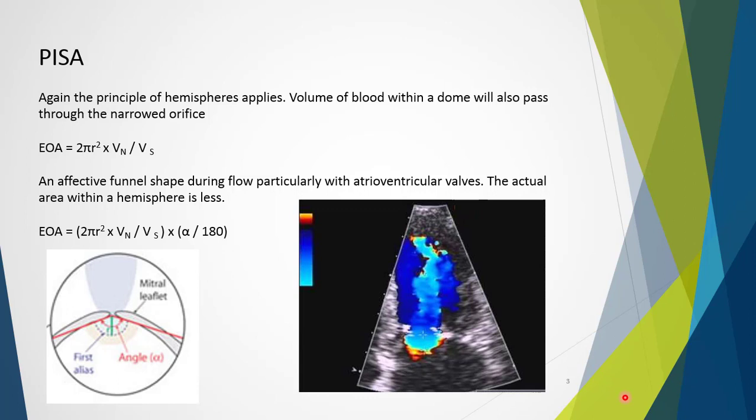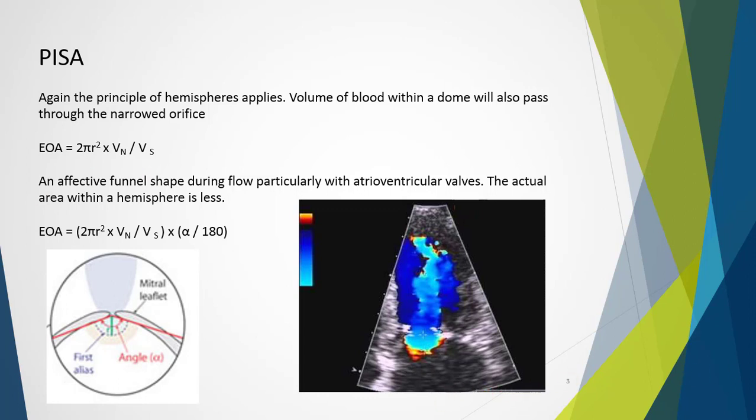Again, the principle of hemisphere applies, knowing that the volume of blood within this dome will also pass through a narrow orifice. So we have our equation: effective orifice area is 2 pi r squared times the velocity associated with aliasing, divided by the velocity of blood moving through the stenotic lesion.